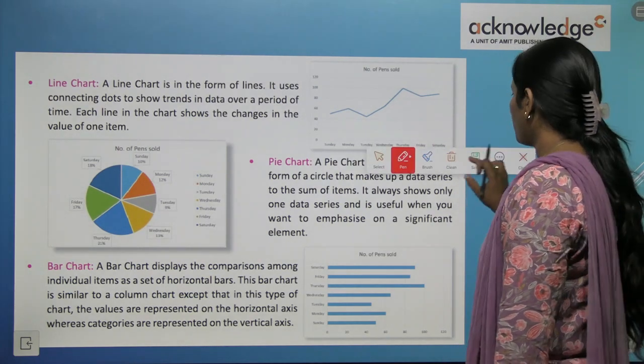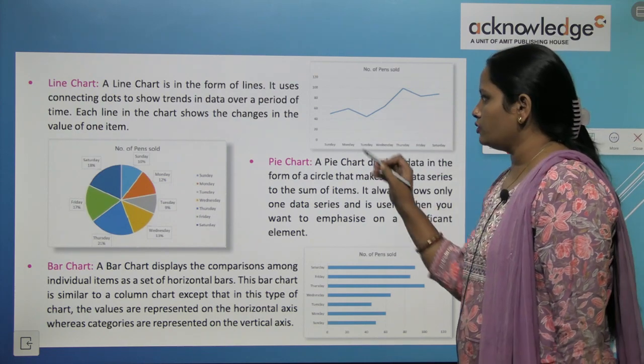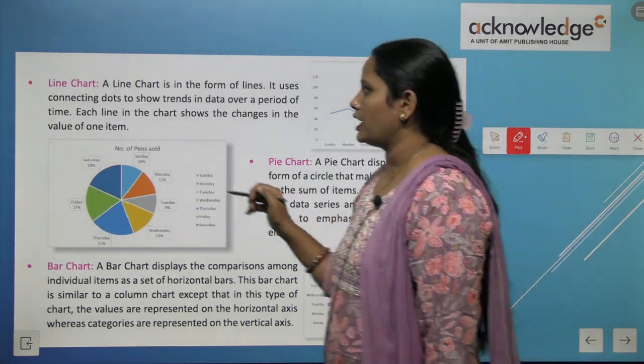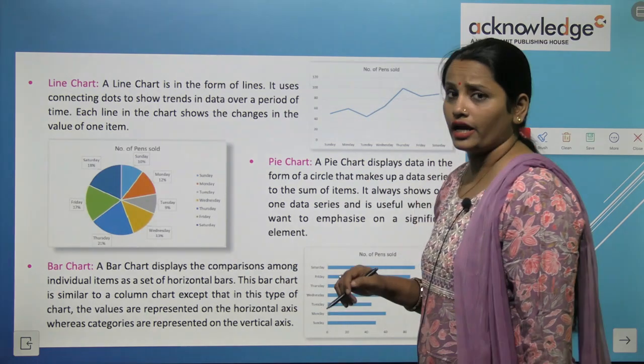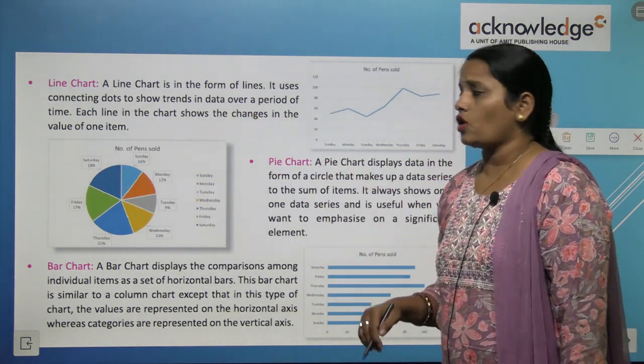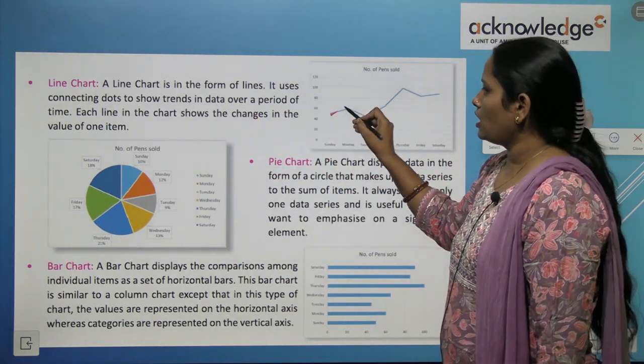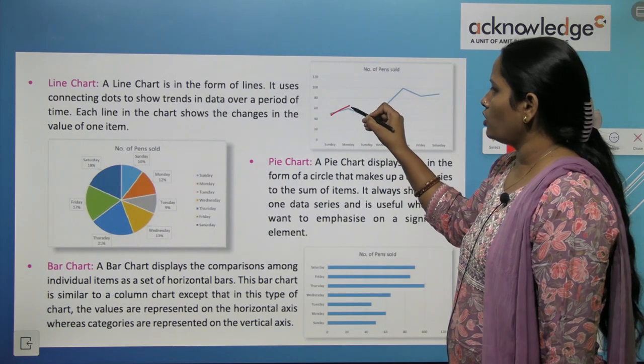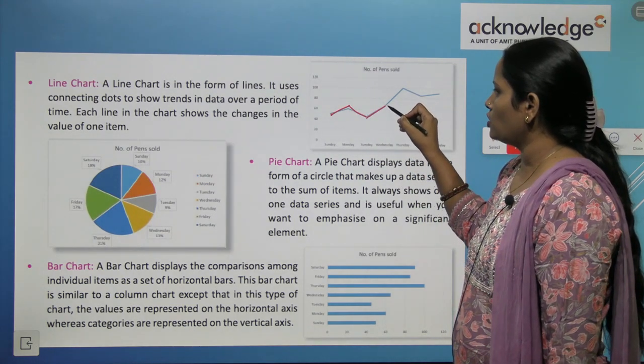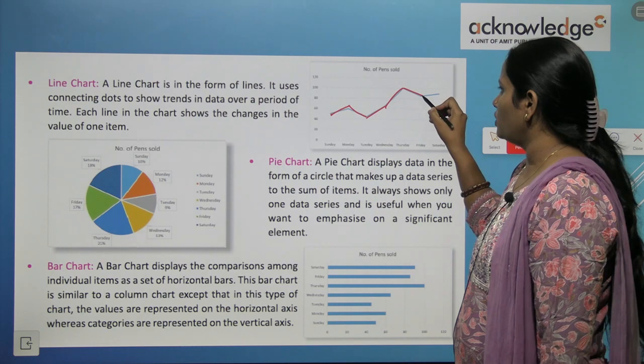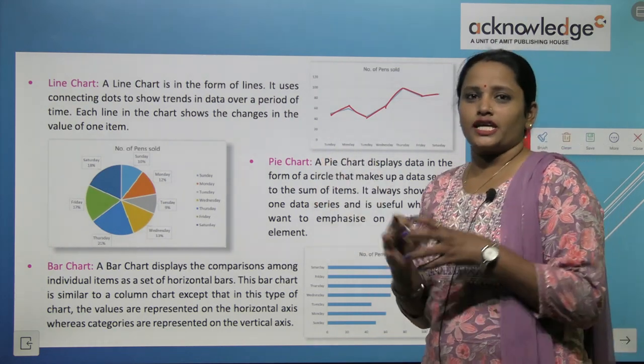We can see the example is in front of us. Here lines are made to depict the line chart. A line chart is in the form of lines. It uses connecting dots. So it starts from here, then a dot is connected to here, then another dot, then another dot, and dots and dots. So all the dots are interconnected.